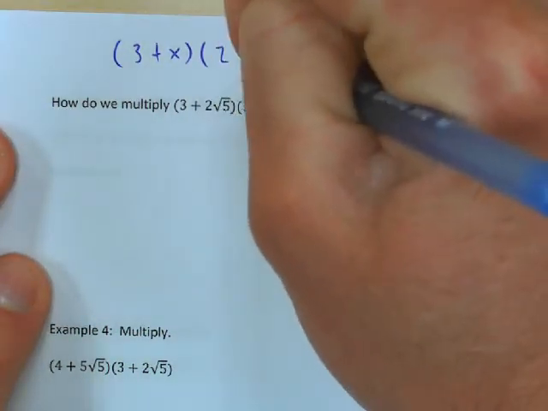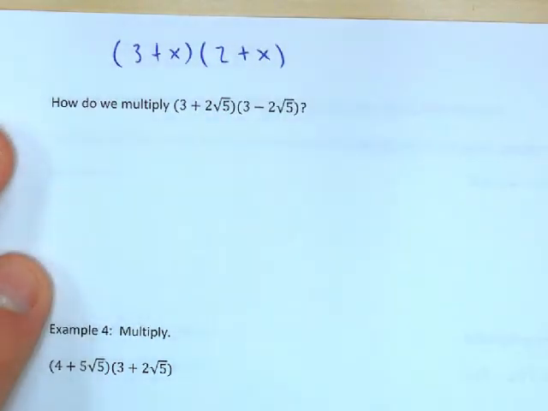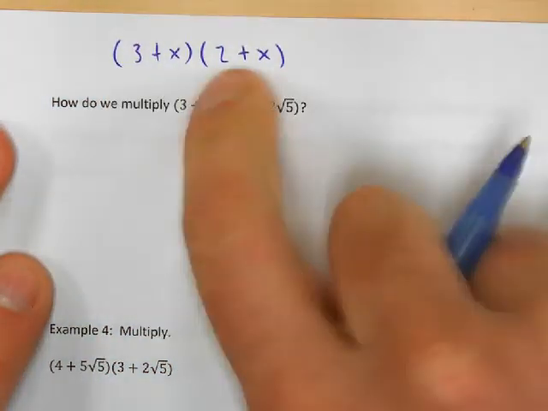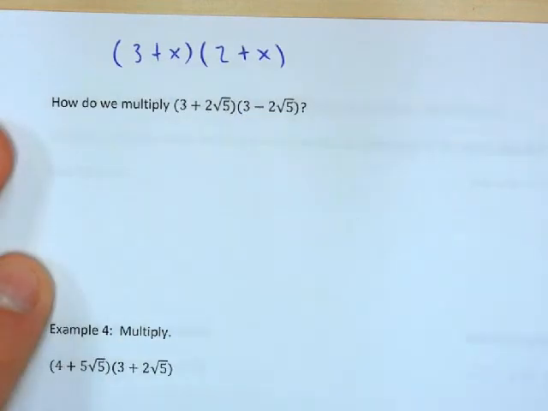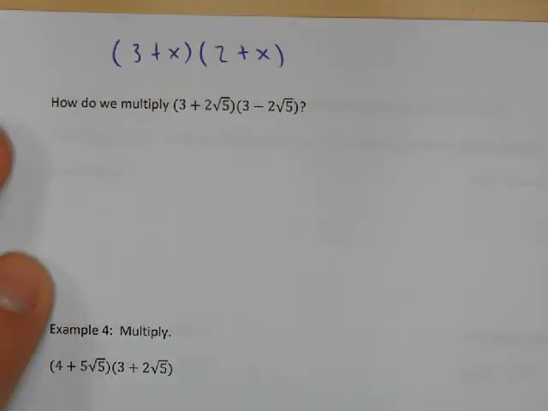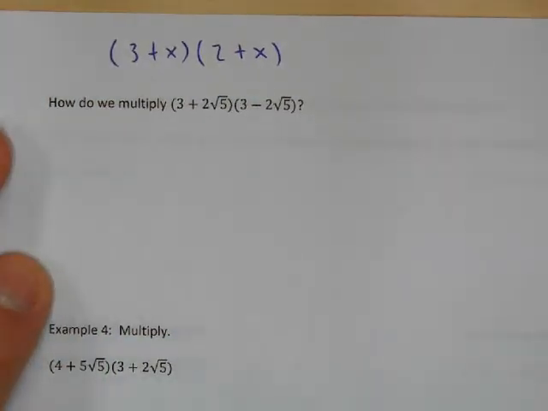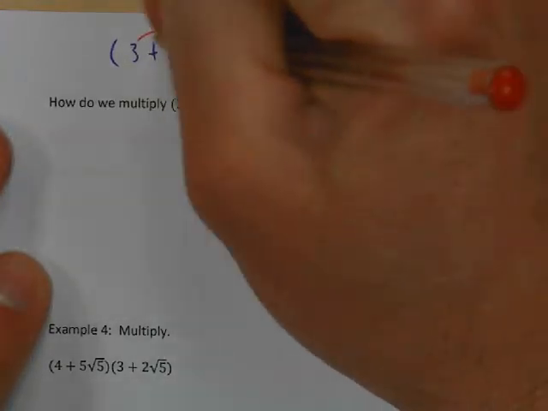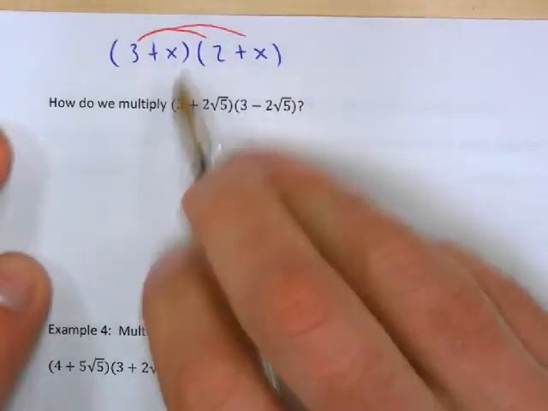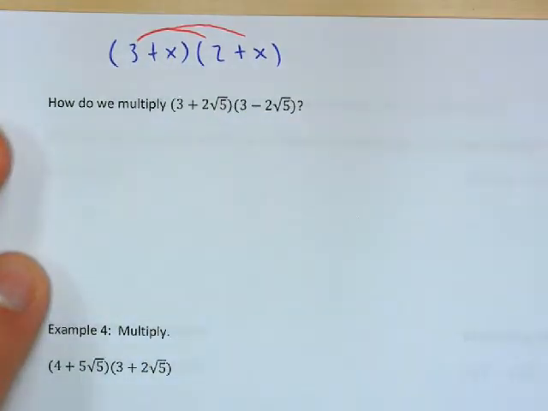But if I just have a binomial times a binomial, and it doesn't matter if the x comes first or not, how do we multiply that out? Okay, well, there's lots of different names for it. The box method, diamond method. The one that I usually use is FOIL. How do we FOIL this thing out? Well, first I distribute the 3 to these two terms, and then I'm going to distribute the x to those two terms, but we'll do it one step at a time.